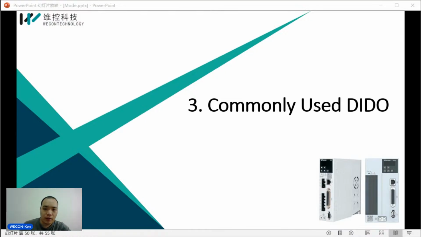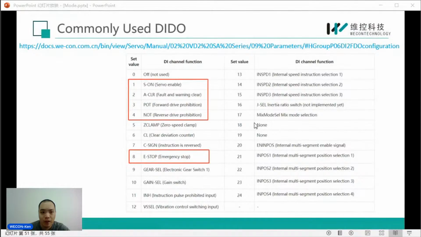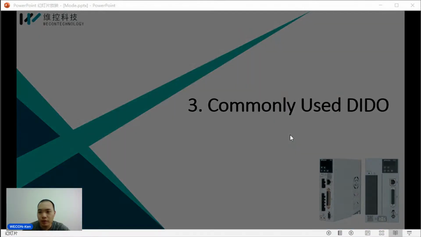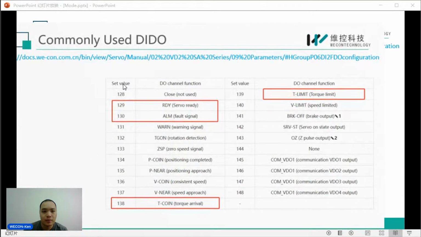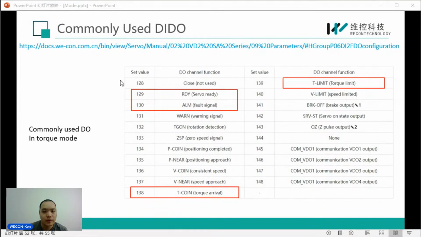Okay, the final part. Commonly used torque function ideas: tension control, training wheel, and so on. Also easy to understand, like speed and position control mode.